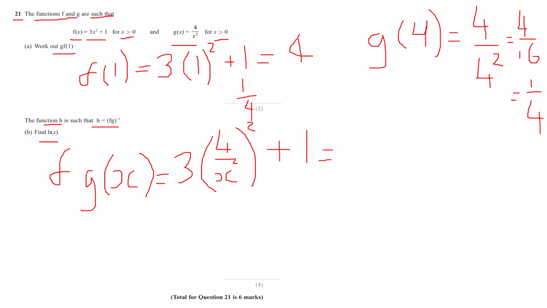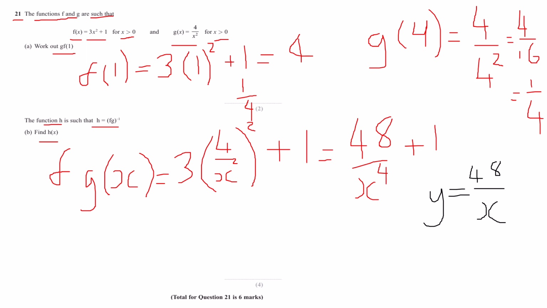So using maths, 4 squared is going to be 16, over x to the power of 4. 16 times 3 makes 48. So I have 48 over x to the power of 4 plus 1. Okay, so this is going to be fg of x. So let's write it as h of x. Sorry, this is equal to fg of x. So I'm going to let y equal 48 over x to the power of 4 plus 1.